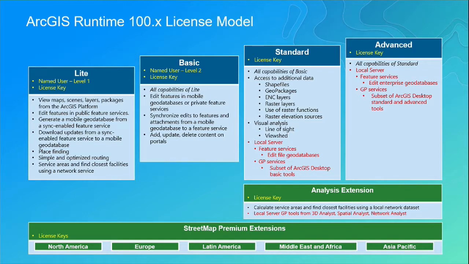Analysis enters the picture here too. So the visual or exploratory analysis capabilities that you find with line of sight and viewshed right now, but will be enhanced in the future, are available at standard. But the key here is what's in red at the bottom, local server. Obviously, you get the ability to spin up map, feature, and geoprocessing services at the standard level. But there are some limitations. With feature services, you can edit file geodatabases. With GP services, you get a subset of desktop tools at the basic level.